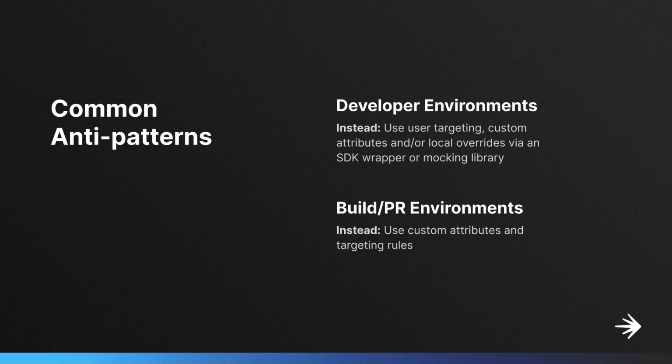A good rule of thumb here is that if the basis of your needs are to change the behavior for a specific audience, it's better to do that using targeting rules rather than creating new environments. Instead of creating developer-specific environments, you can use user targeting or custom attributes to enable flags on a per developer basis. And developers working in local environments can also use SDK wrappers or mocking frameworks to override flag behavior without connecting to LaunchDarkly. And instead of creating environments for specific pull requests, you can use a custom attribute to pass the pull request as part of the context, which allows you to create rules based on that value.